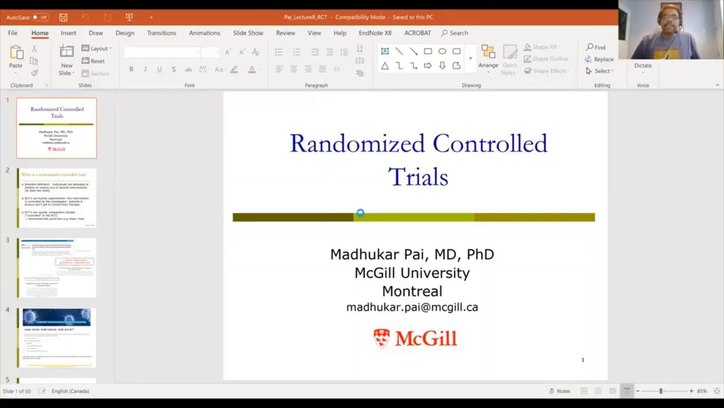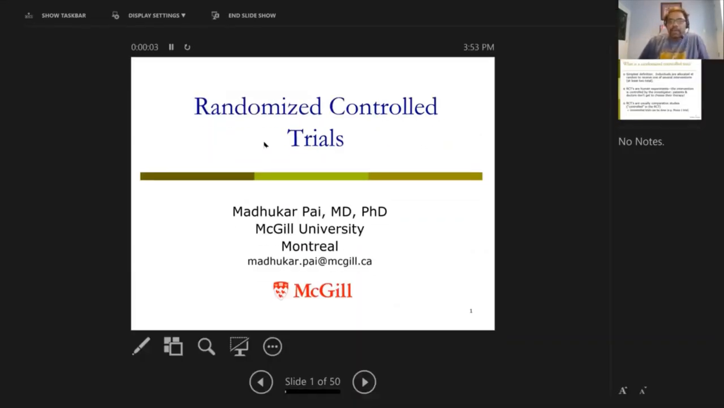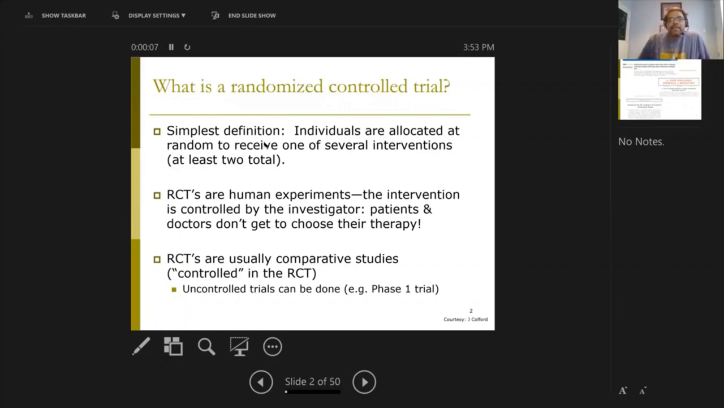So this lecture is on randomized control trials. So what is a randomized control trial? The biggest difference between any other design and a randomized control trial is that in a randomized control trial, the patient or the doctor does not get to decide what treatment they're going to receive. If the patient or the doctor decides, that's real world.